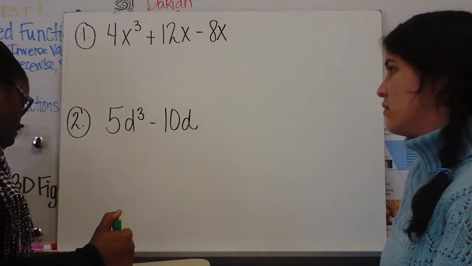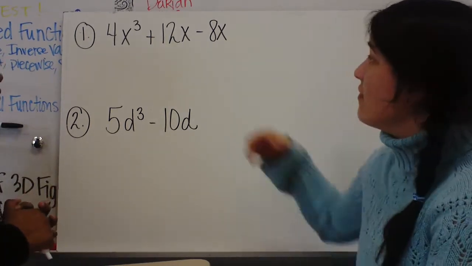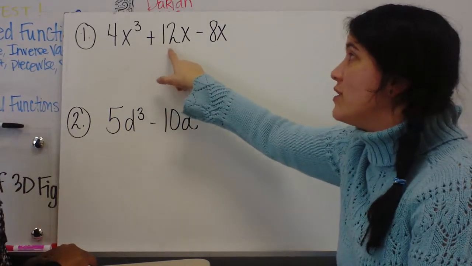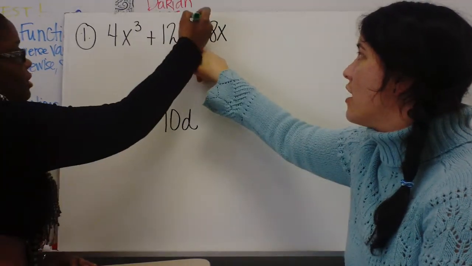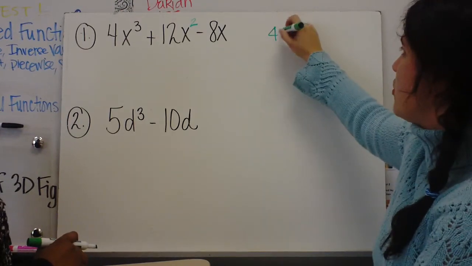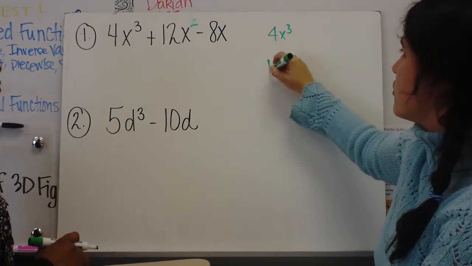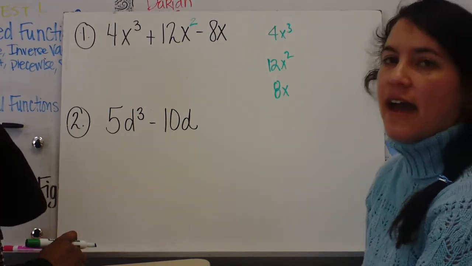Alright, so example 1, 4x cubed plus 12x minus 8x. Is that supposed to be x squared? Okay, 12x squared. So like we did before, we are going to write the prime factors of each term out.